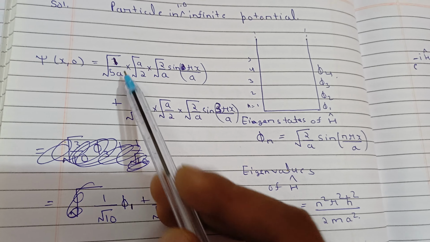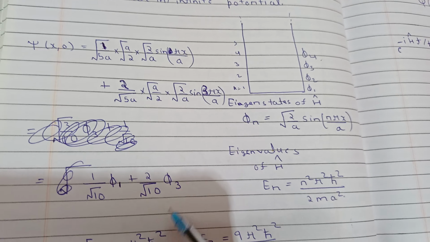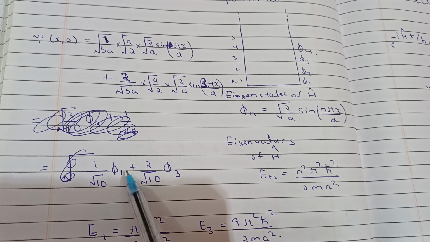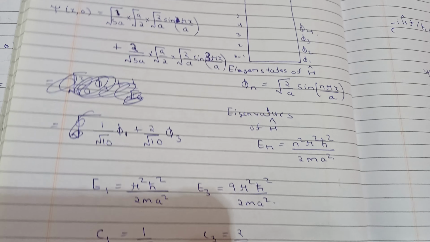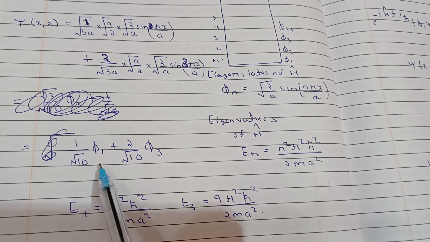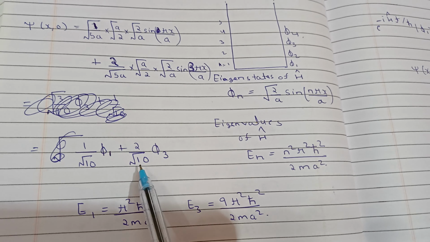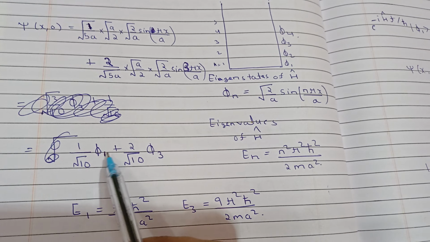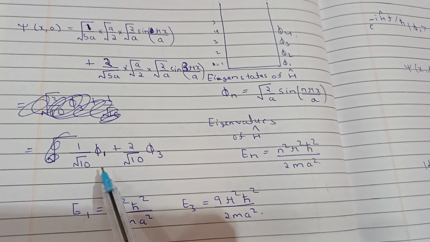This a will cancel out, it will be 1 upon root 10 for phi 1 and 2 upon root 10 for phi 3. So 1 upon root 10 phi 1 plus 2 upon root 10 phi 3. This is your wave function now, in terms of the energy eigenstates, meaning phi 1 and phi 3 are energy eigenstates.